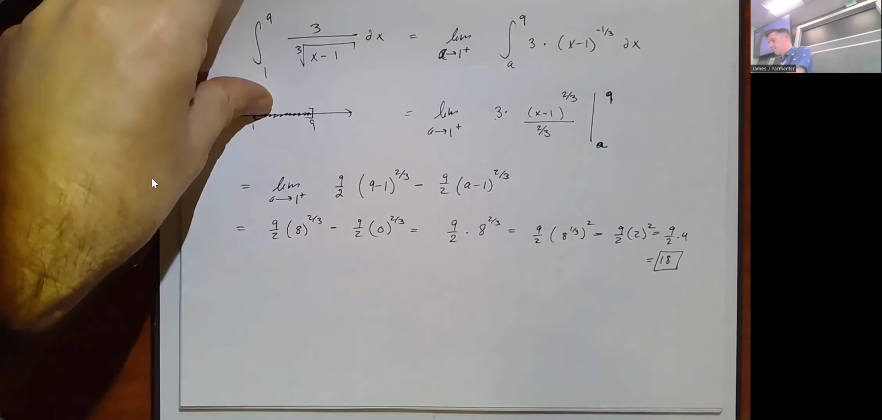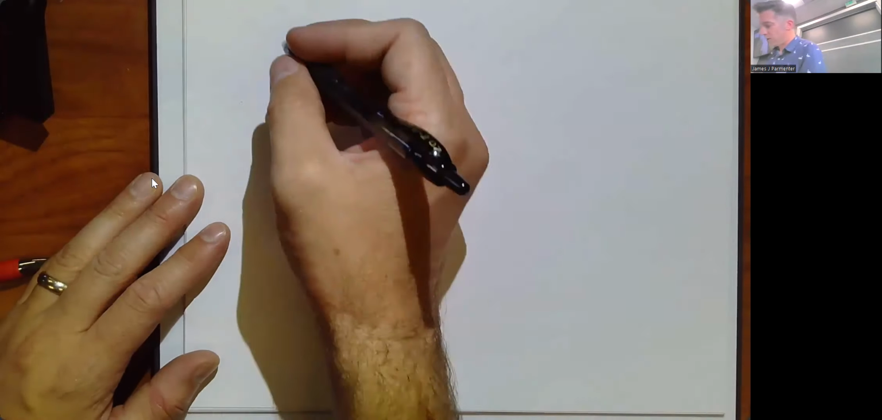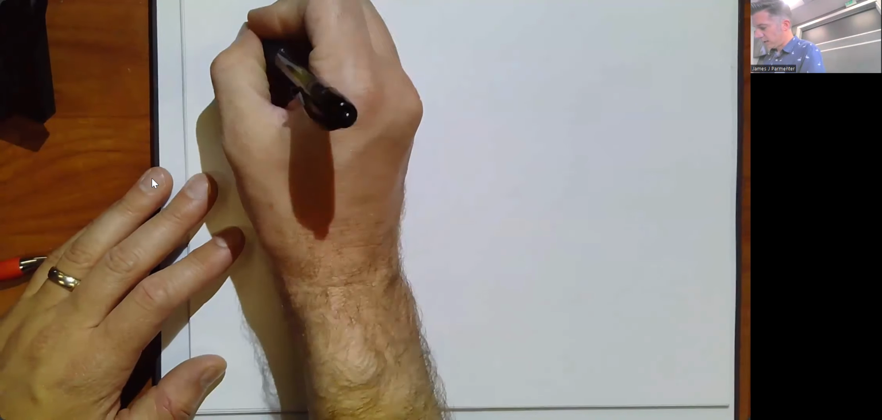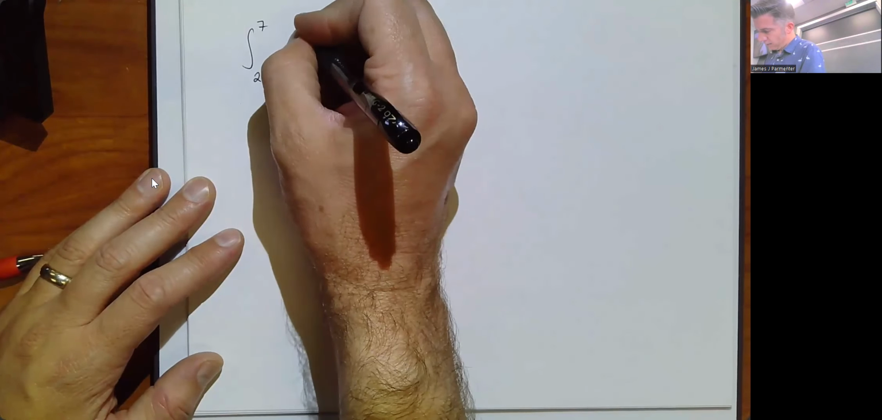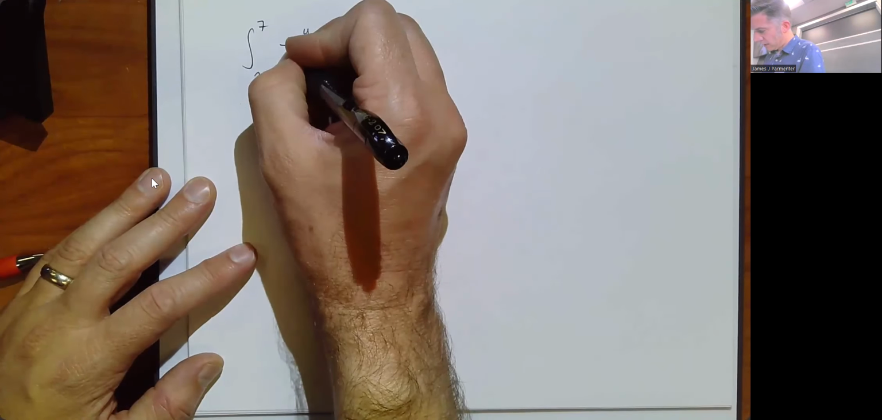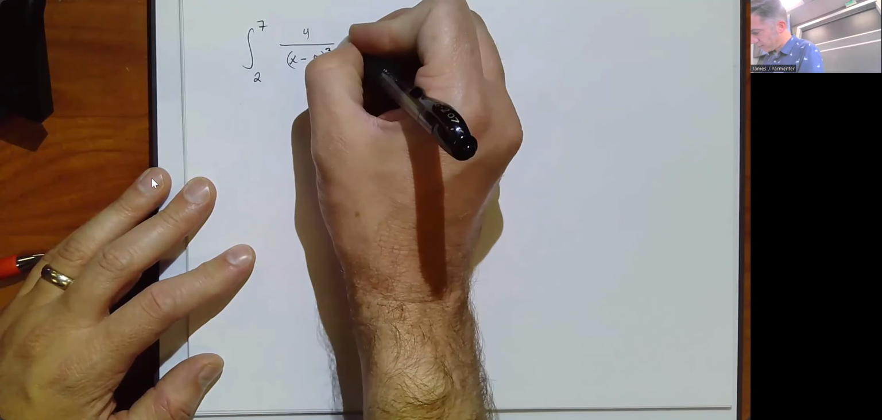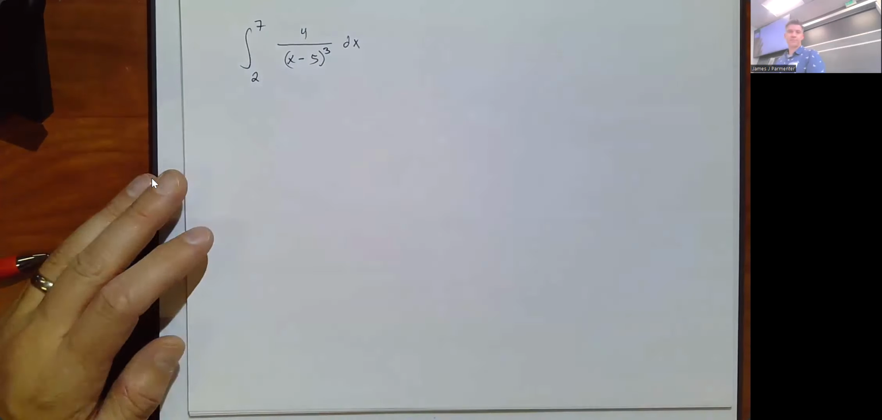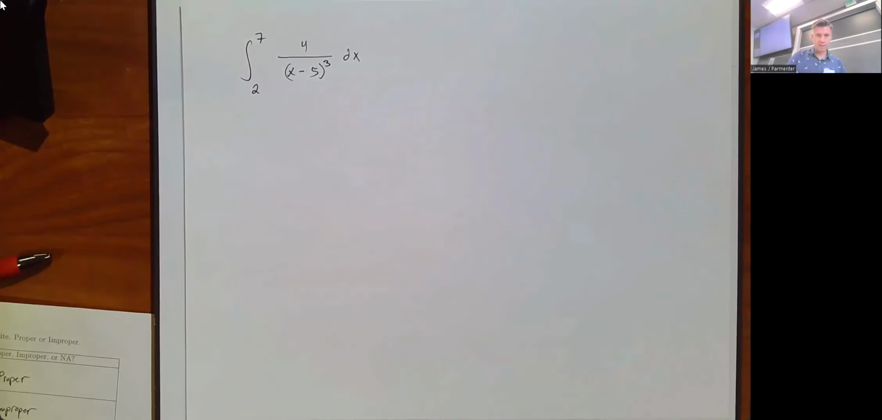Okay. Let's look at something else here. Let's look at the integral from 2 to 7 of 4 over x minus 5 to the 3rd power. If someone had a question on Zoom, pipe up. Anybody?